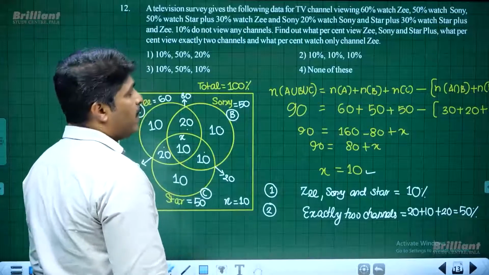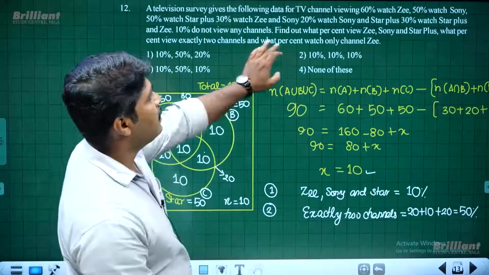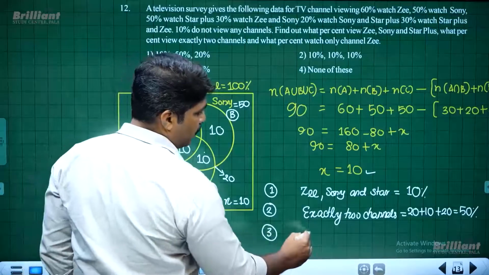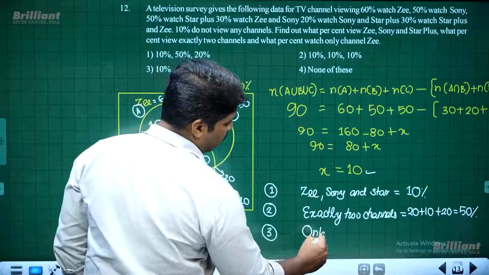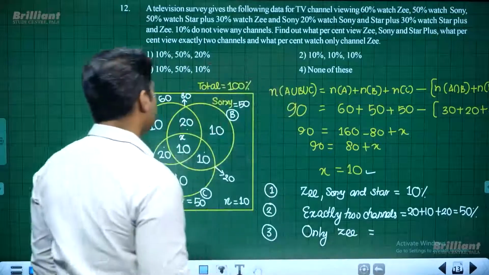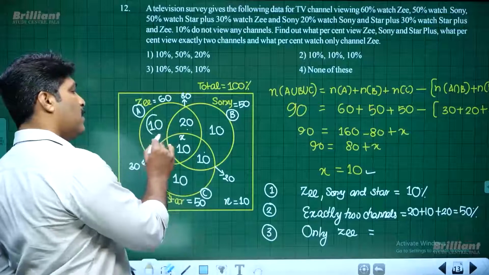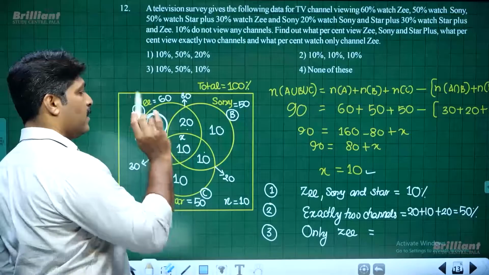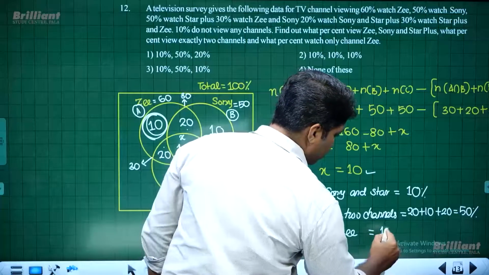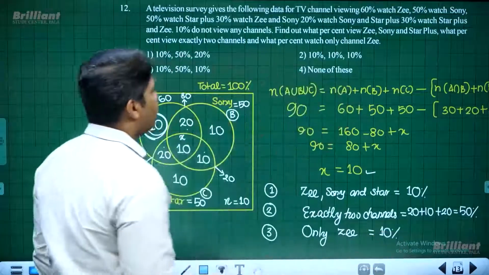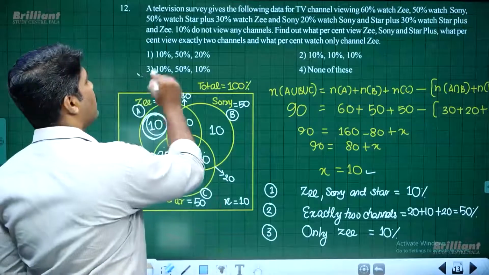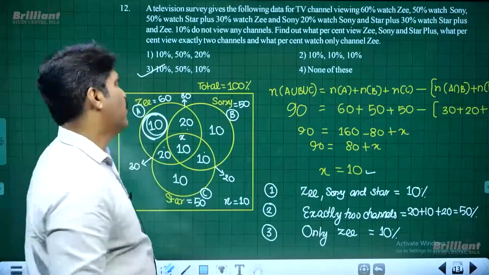And what about the next one? Third one: what percent watch only channel C? So only C. Understand that region. What is only C? Only C means this region, clear? So that is equal to 10, that is 10%. So just observe the answers: 10%, 50%, then 10%. So here option 3 is the answer.